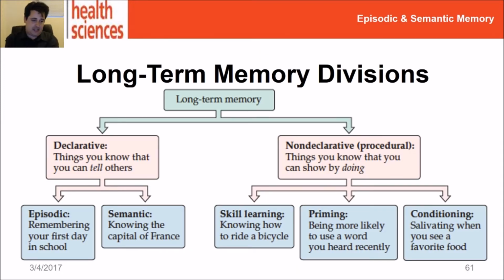Your non-declarative, or your procedural, as we formally say, memory has three components to it. The skills that you've learned are procedural memories, priming to the environment, and conditioning. So again, it's all the things that your nervous system kind of knows how to do on autopilot that you don't have to consciously think about for them to work. Whereas declarative memory has this double split to it, the episodic versus the semantic memory.